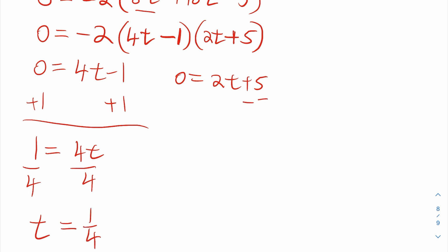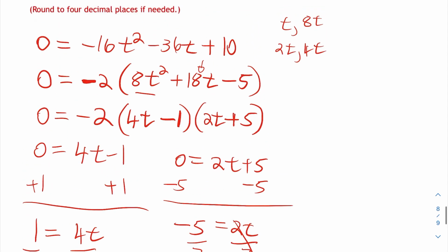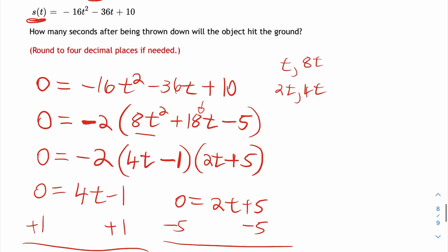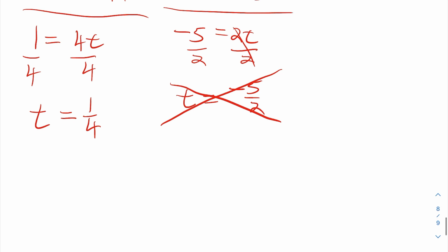For that other one, I subtract 5 from both sides. I get negative 5 is equal to 2t. Then I divide both sides by 2, and here I get that t is equal to negative 5 over 2. Now in terms of the question, we're asking how long after something is thrown downward will it hit the ground? So a negative answer doesn't make sense, because that would be before it was thrown down. So the answer here is a quarter second after it's thrown down is when it hits the ground. 1/4 second. And that's it.